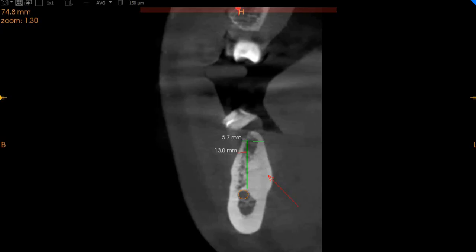There we go. So moving to the lower right 7 region, again very thin ridge, D1 to D2 quality bone, 5 millimeters of ridge width with 9 millimeters of height. Implant placement here should be done after considering the occlusion.